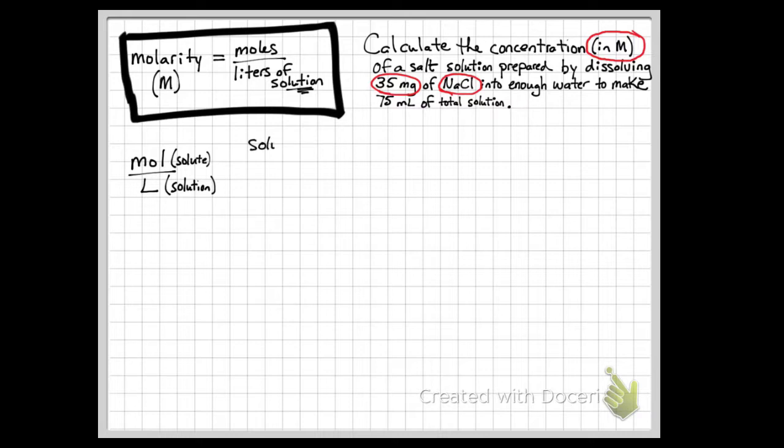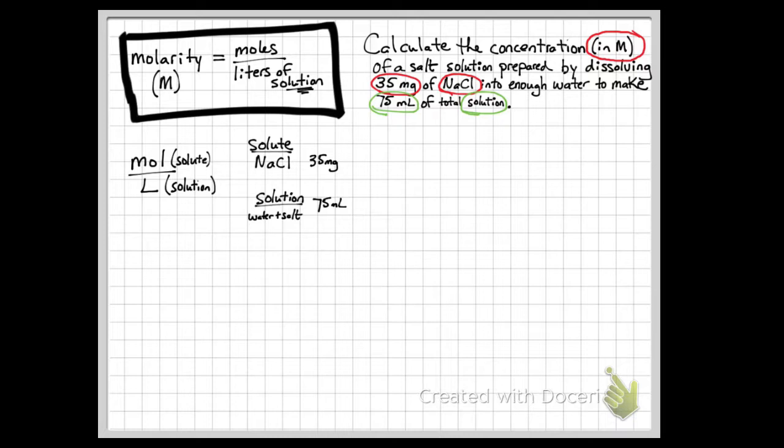That seems important, so let's write that out. Our solute, sodium chloride, and we have 35 milligrams of that. And then let's also take out the amount of solution and write it. Solution is water plus the salt, and we have 75 milliliters. Okay. So this looks like the most important information.